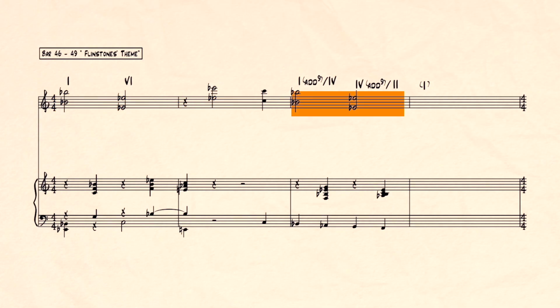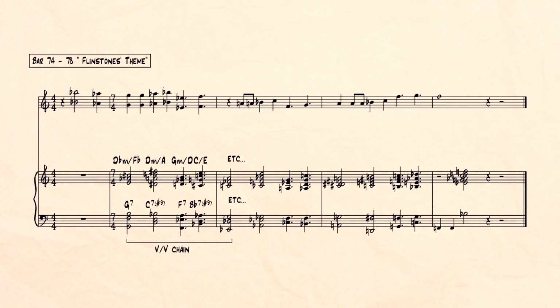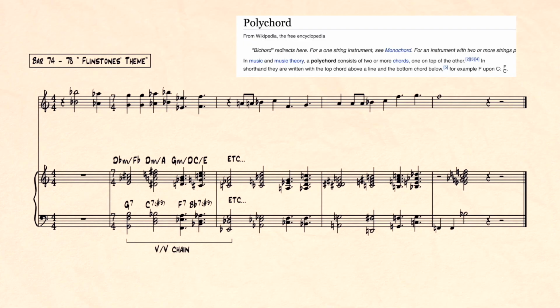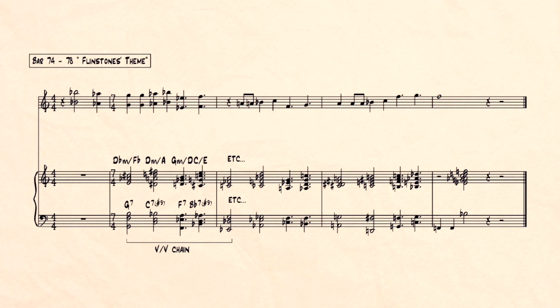Flintstones, meet the Flintstones. And in some cases, Collier even uses full polychords, like in this example where we get a series of complete dominant chords over minor triads.